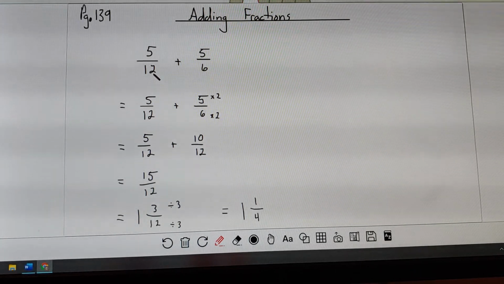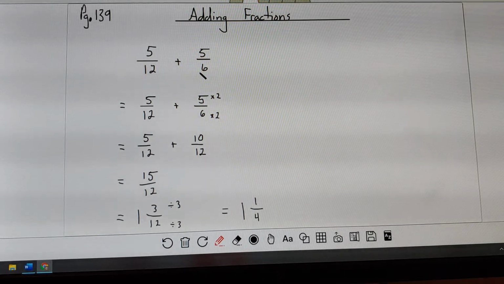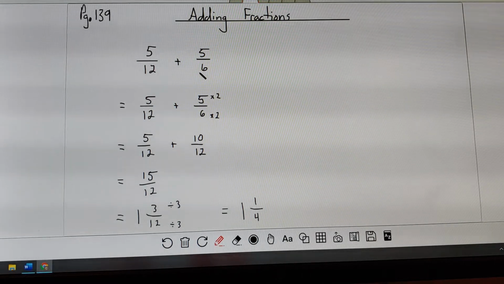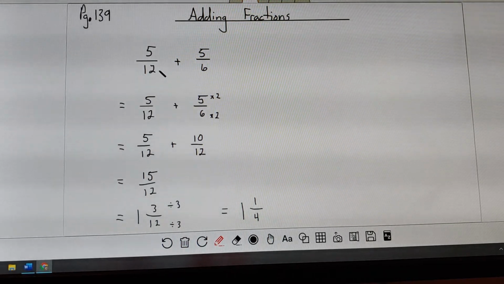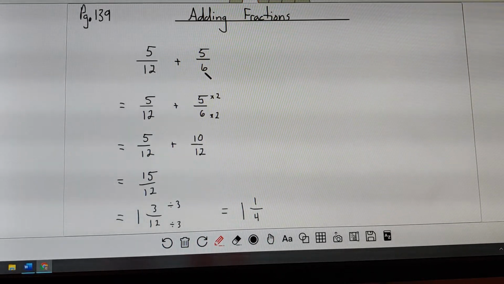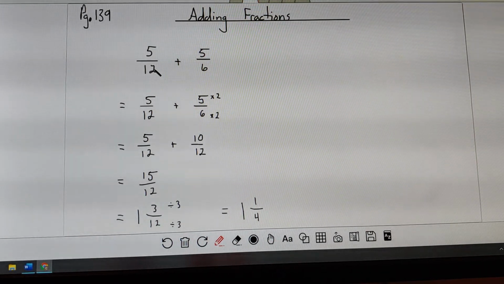So I'm looking at the numbers. Again, I could multiply these together, just doing 12 times 6, but then I get a really big denominator. And at the end, we don't want that necessarily. It just makes it harder when we go to put it into lowest terms. So I'm going to check, can I use one of them as my common denominator? I'm looking at the larger of the two and saying, okay, is 12 in the 6 times tables? Yes. 12 is a multiple of 6. So I'm going to use 12 as my common denominator for this one.